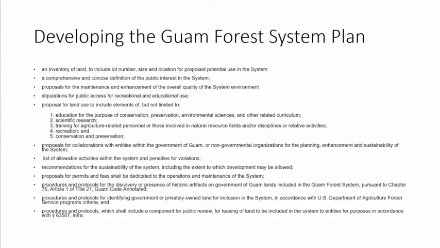Proposals for collaborations with entities within the government of Guam or non-governmental organizations for planning, enhancement, sustainability of the system. List of allowable activities within the system and penalties for violations, recommendations for sustainability of the system, including the extent to which development may be allowed. Proposals for permits and fees shall be dedicated to the operations and maintenance of the system. Procedures and protocols for the discovery of presence of historic artifacts on government of Guam lands, including in the Guam Forest System, pursuant to public law. Procedures and protocols for identifying government or privately owned land for inclusion in the system in accordance with U.S. Department of Agriculture Forest System Programs criteria, and procedures and protocols which shall include a component for public review for leasing land to be included in the system.